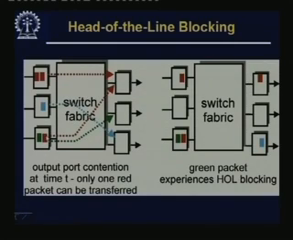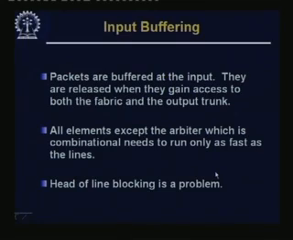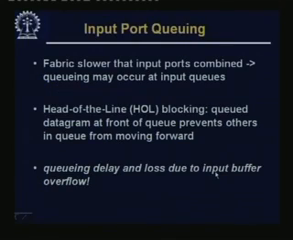Okay. So, this is called head of line blocking. At the head of the queue there is somebody who is blocked, and all the packets which are behind have to wait. This is called head of line. So, with output port contention at time t, only one red packet can be transferred, and the green packet experiences head of line blocking. This is the head of line blocking, which is a problem with input buffering.